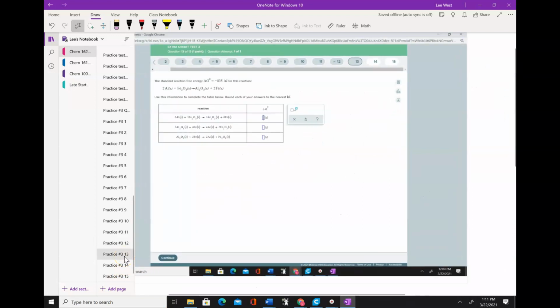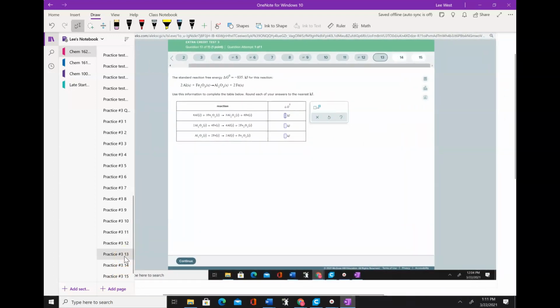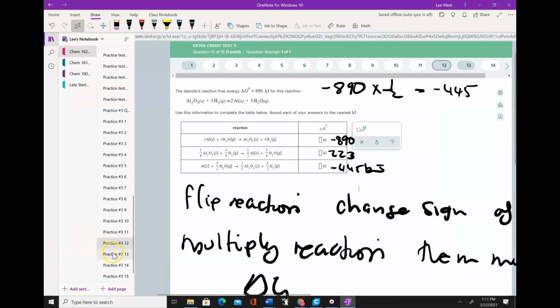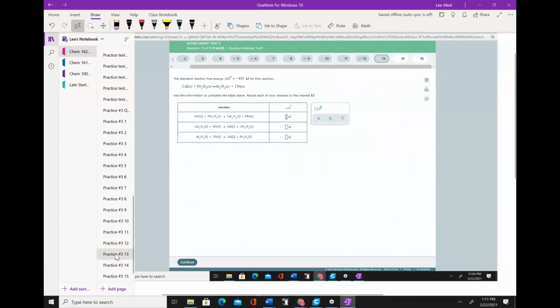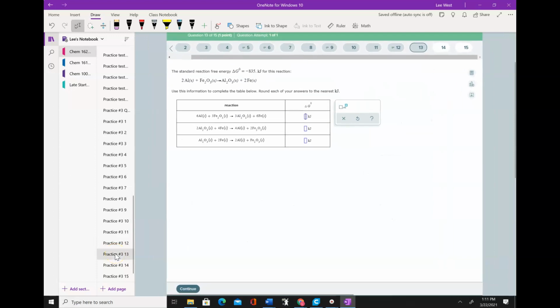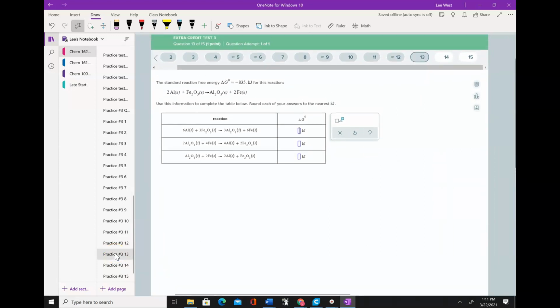Okay. Let's have a look at the next one. Oh, it looks very, very similar. So this guy here, spontaneous reaction. Oh, this is the thermite reaction. Very, very spontaneous. I know it's spontaneous because we've got a negative delta G. Okay, in the first case, it looks like we just multiplied everything by 3. So minus 835 times by 3.